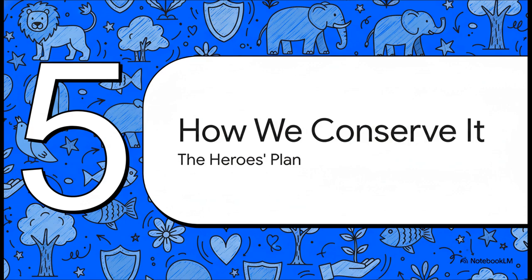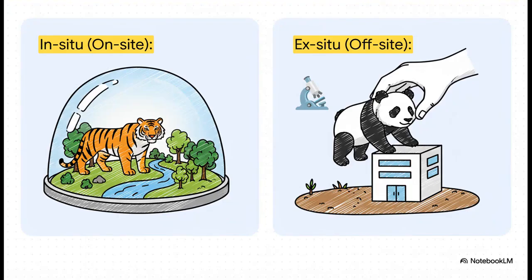Okay, enough with the depressing villains. Let's talk about the heroes. How do we fight back? What's our plan to save the day and conserve biodiversity? Basically, we have 2 main strategies, 2 plans of action. First is in-situ conservation. In-situ just means on-site.